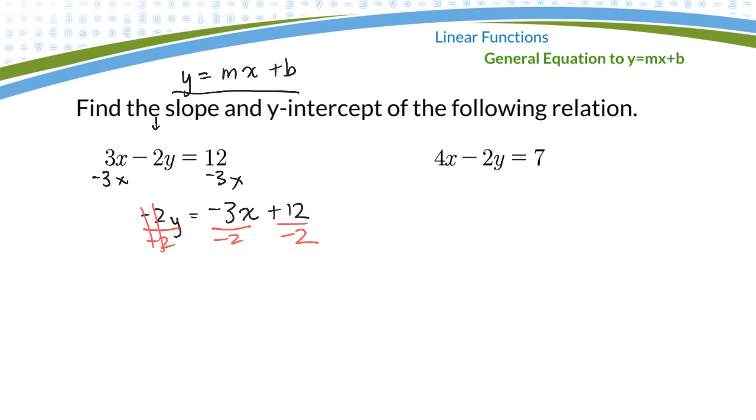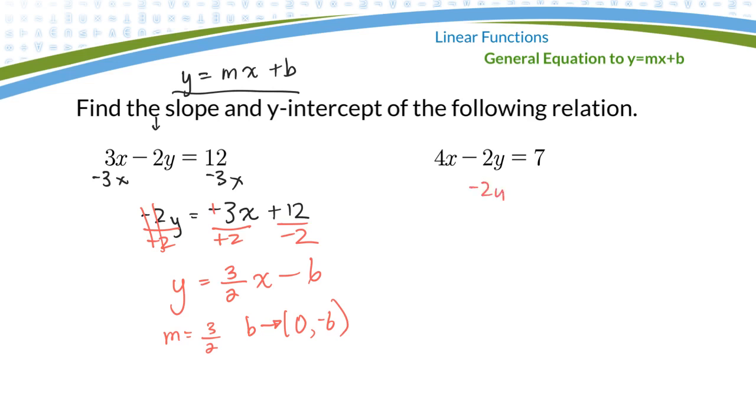So these all cancel, leaving me with a y on the left side. On the right side, the 2 minuses will cancel, so my slope is 3 over 2x. 12 divided by negative 2 is negative 6. So now I know my slope is 3 halves, and my y-intercept is 0, negative 6. That's the point. Okay, the next one, try that. Press pause and then try it and see how you do.